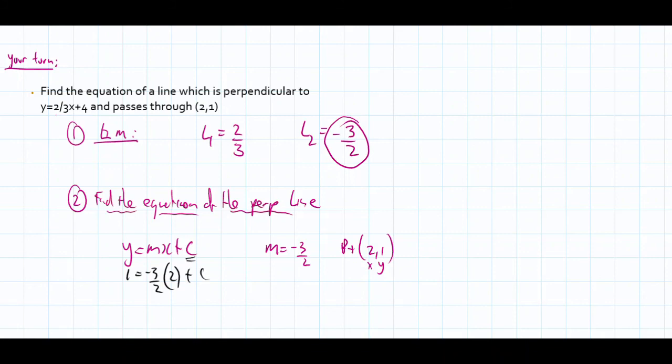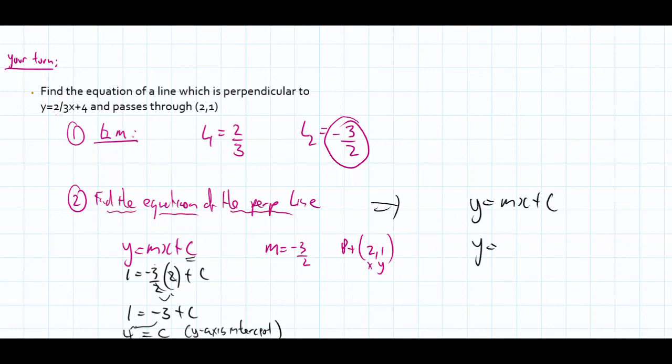If I multiply out the brackets, I get 1 equals minus 3 over 2 times 2. Well, the 2s cancel off, I just get minus 3 plus c. If I rearrange this, we get 4 equals c. So the y-axis intercept is in fact 4. So coming back up here, I can say the equation of the perpendicular line is going to be y equals minus 3 over 2 x plus c, which we found here, of 4.